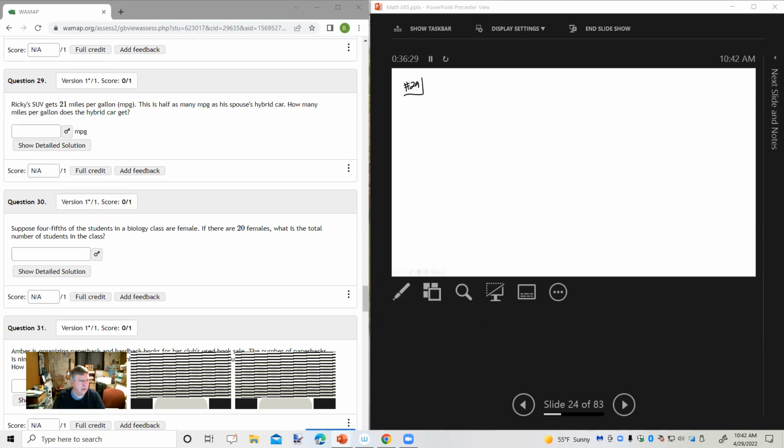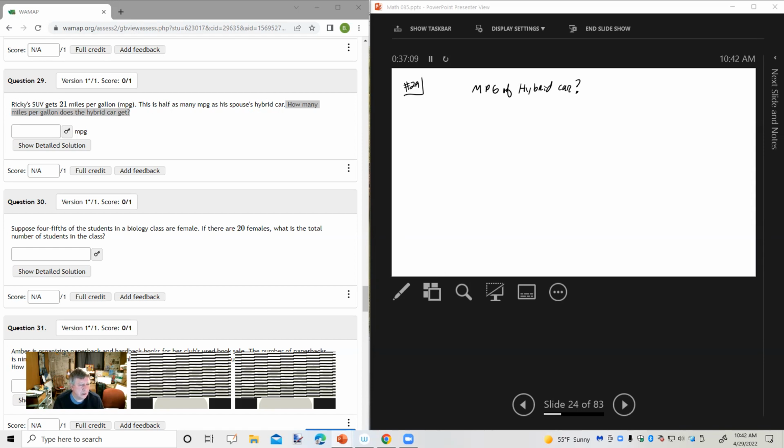Number 29. Ricky's SUV gets 21 miles per gallon, MPG. This is half as many miles per gallon as his spouse's hybrid car. How many miles per gallon does the hybrid car get? Okay, so our question is, how many miles per gallon does the hybrid car get? That's the question.